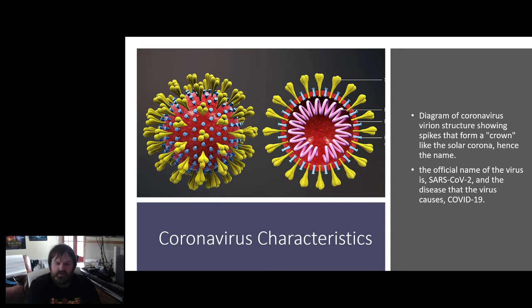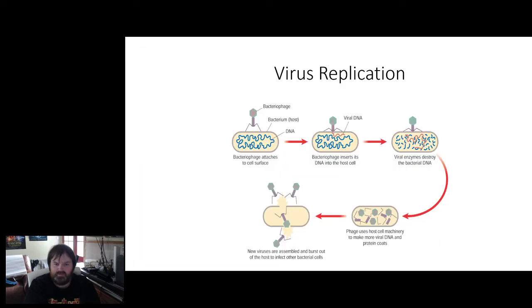The official name of the one that's currently troubling us is SARS-CoV-2, and the disease that it causes is COVID-19. It's so called because it's a coronavirus that developed in the year 2019. It was first described in China in December 2019 around the city of Wuhan.